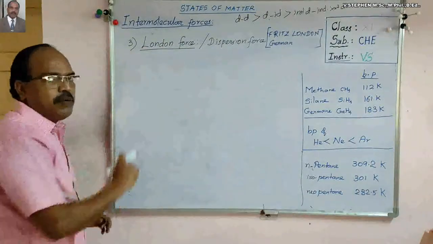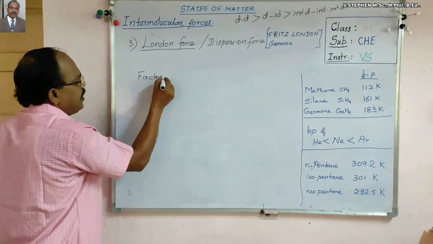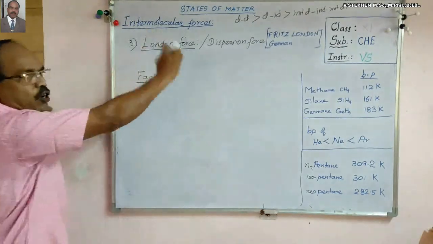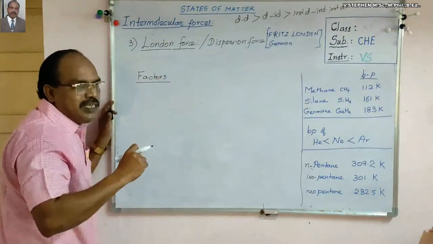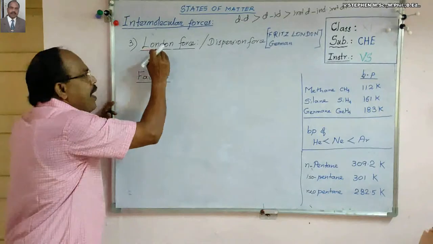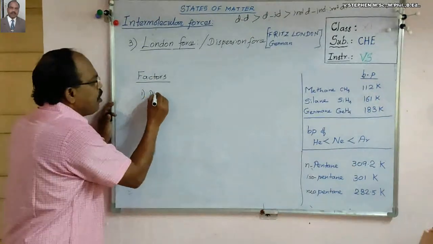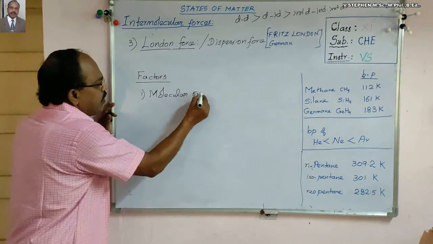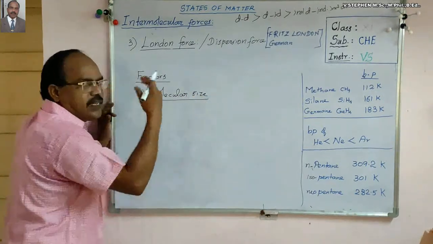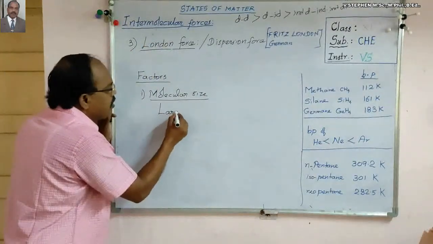Okay. These examples I have given to understand the factors on which this London force depends. What are the factors? That means, which factor will make this London force stronger or weaker? The first one is molecular size. You tell me, which molecular size will be in favor, larger or smaller? It is definitely larger.